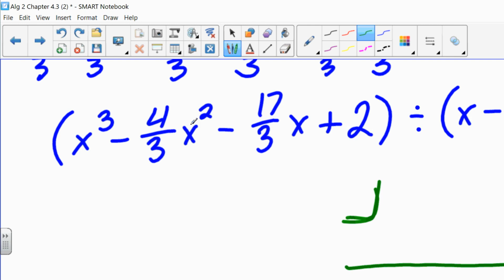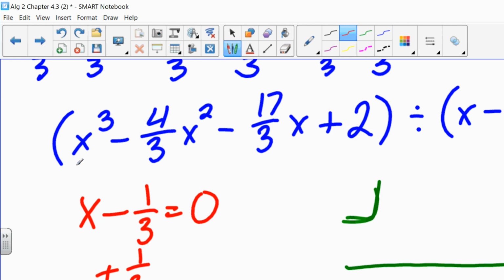What number is going to go in the cubby hole? Not negative 1/3. It's going to be 1/3. Because from our divisor, we can set it equal to 0 to get x by itself. We would add 1/3, so x is equal to 1/3. So in almost all of these here, we're really just flipping the sign and moving it over.